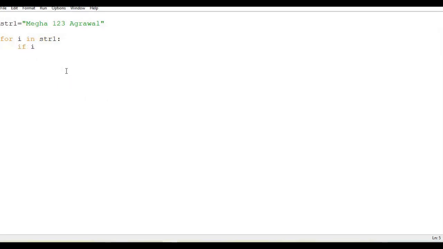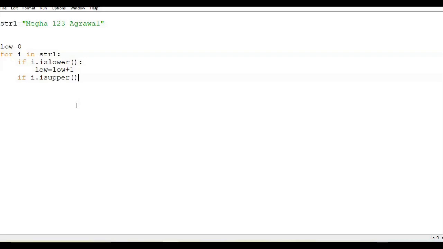Okay, so if i.islower, so if it is lower, you can increase the value of lower by 1. So lower is equal to lower plus 1. Or you can write it with the help of shorthand operator also. So here you will declare or initialize it with 0.